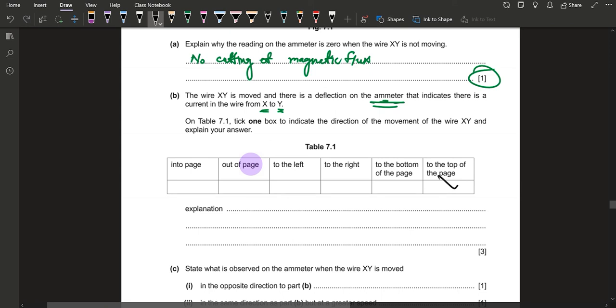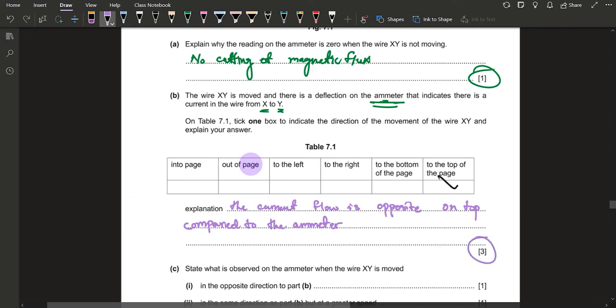And the explanation we are going to give is that the current flow is opposite on top compared to the ammeter.